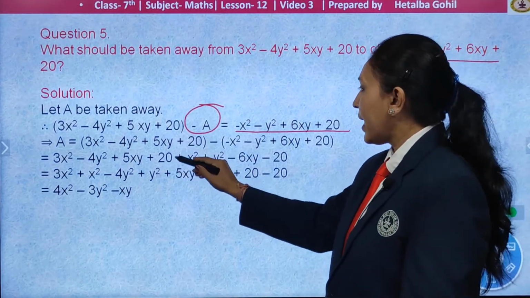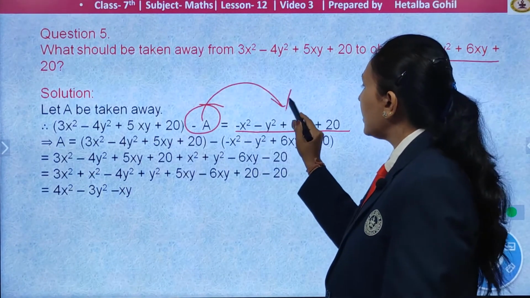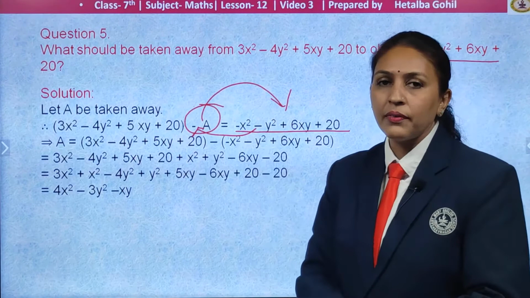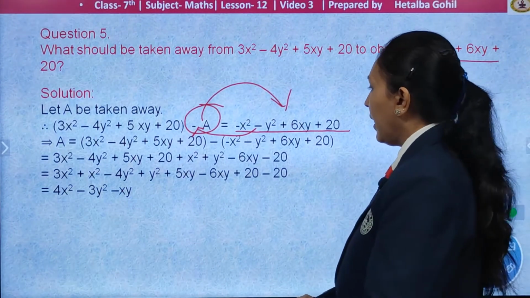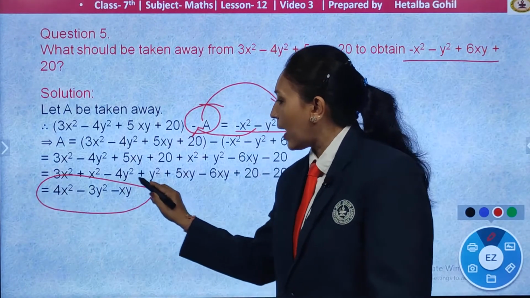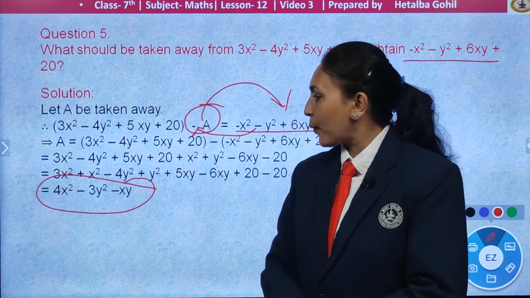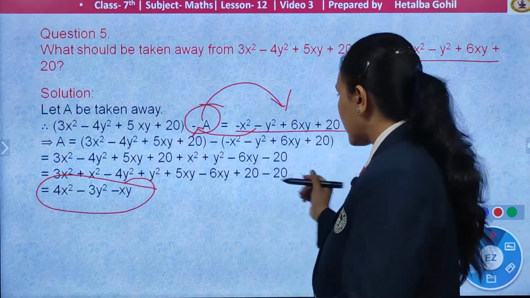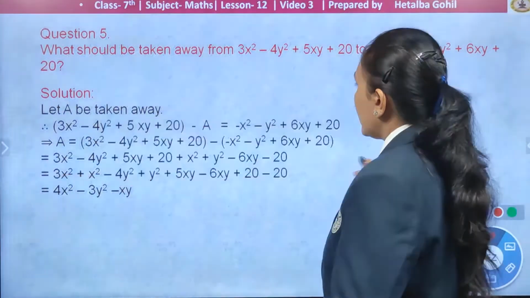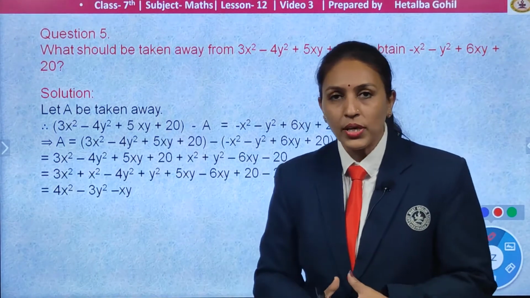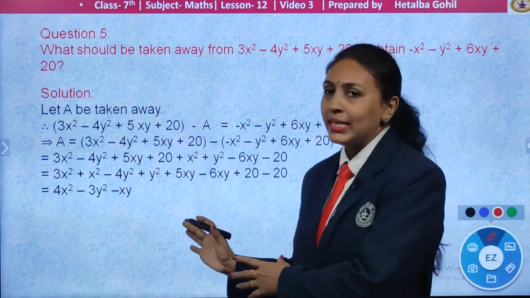Now, when we take minus a on one side and this given expression on the other side, the sign of the given expression may change here. And when you simplify, finally you are going to get your answer as 4x square minus 3y square minus xy, as the sign will change by taking on the other side. Children, we have learned the equation, so the same concept is to be applied here.